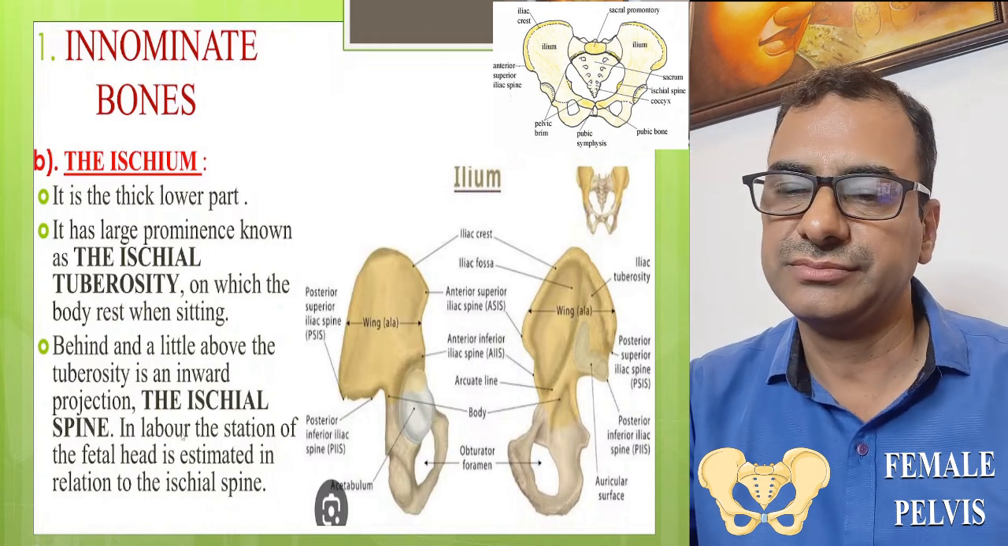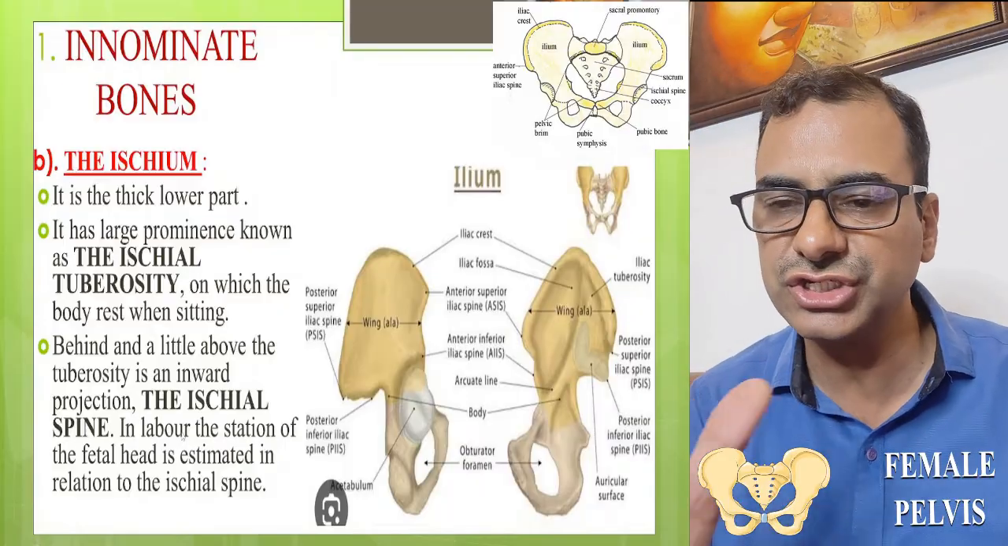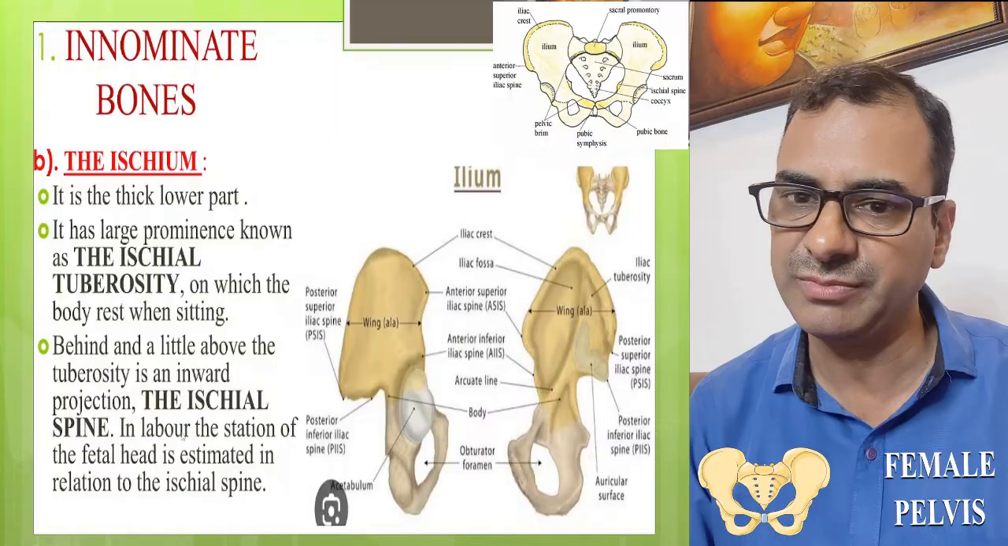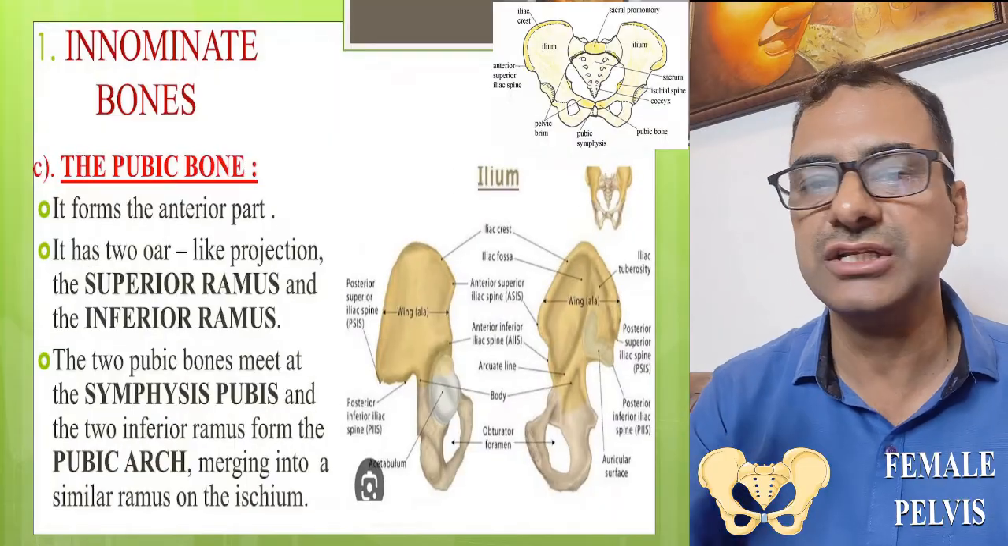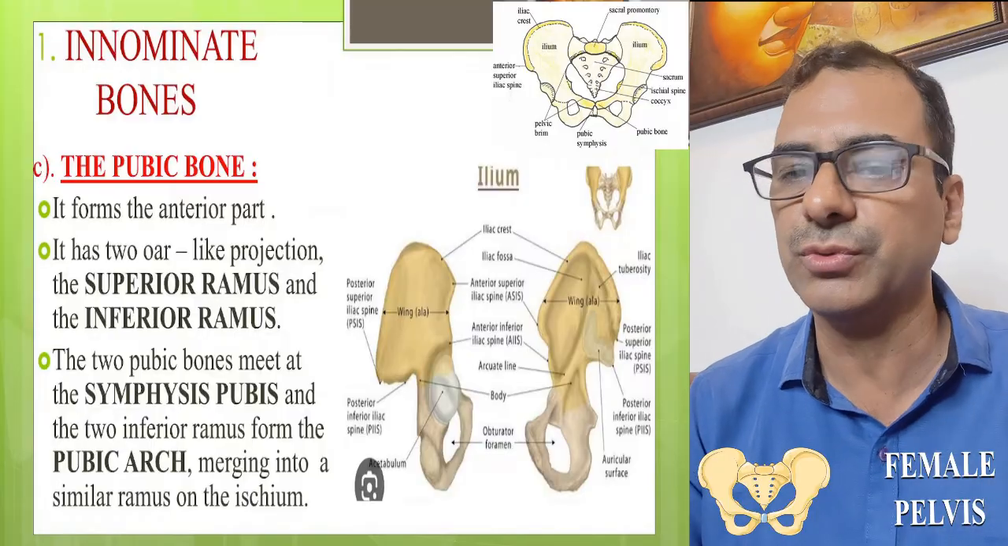At the time of labor, when we do a pelvic examination, the station of the fetal head is estimated in relation to the ischial spine. So the ischial spine is very important.